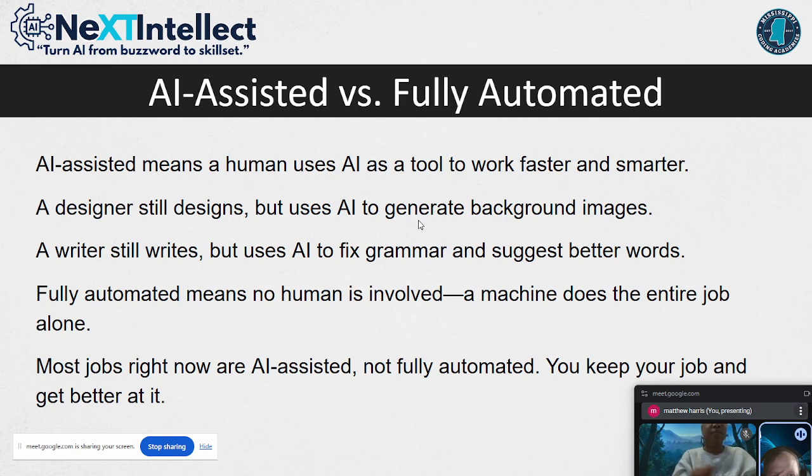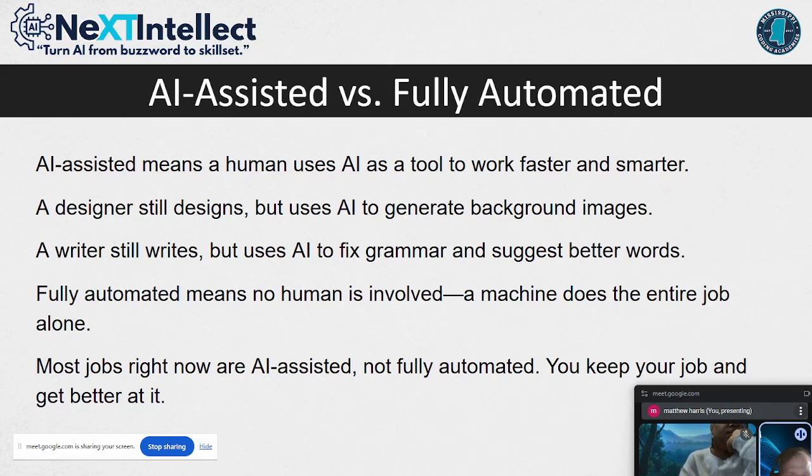So we have AI-assisted versus fully automated. And all that means is the humans are being assisted with AI, getting to work much faster and smarter. So when you're working alongside it, it's AI-assisted. A designer's still designing things, but AI could be used to generate background images. They're working together. It's like having a partner. A writer's still writing, but AI could be fixing grammar and suggesting better words.